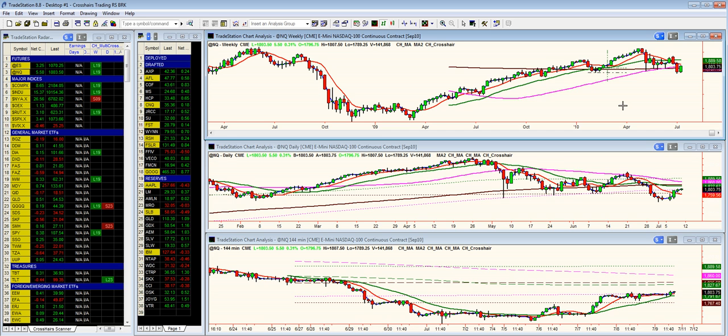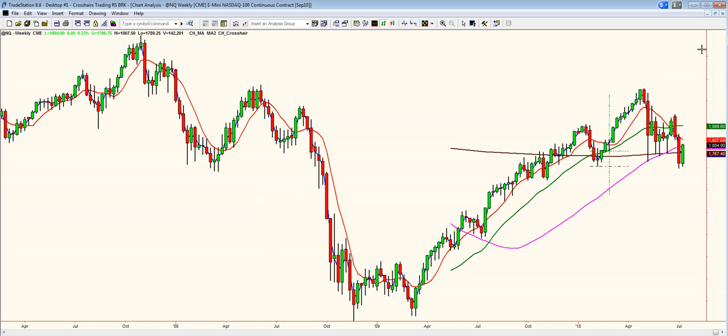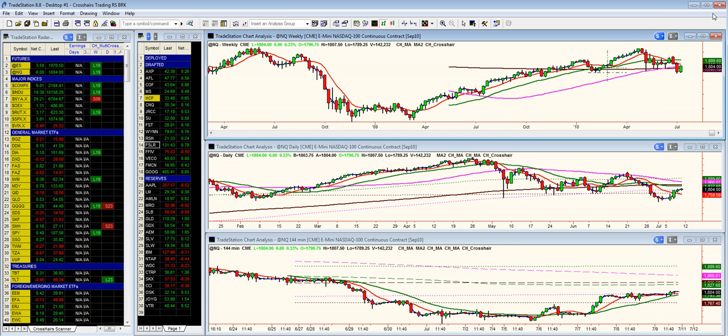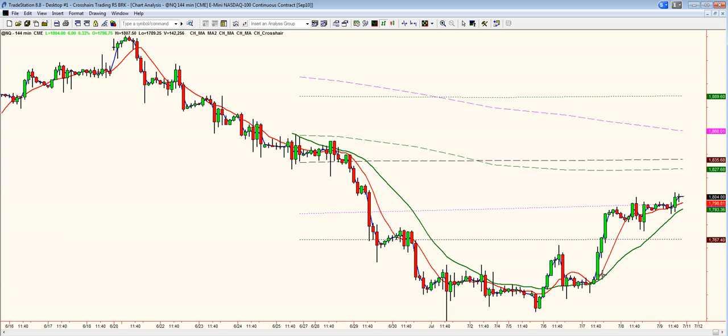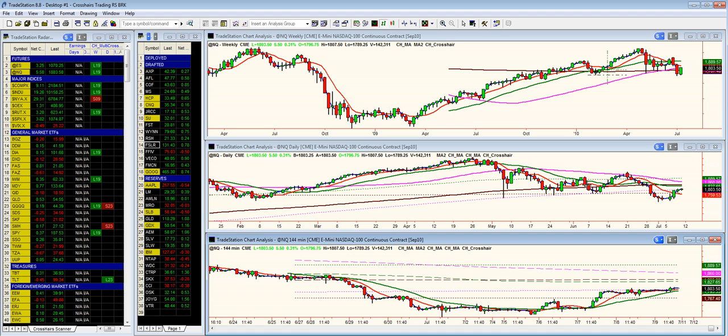It can also give you a bias. In other words, if I am looking at a crosshair on a daily chart, I will look at the weekly chart to make sure that it is agreeing with the direction of my daily crosshair or trade. Same with the 144. If it is giving me a crosshair, it will be in the same direction as the bias of the daily and the weekly chart.